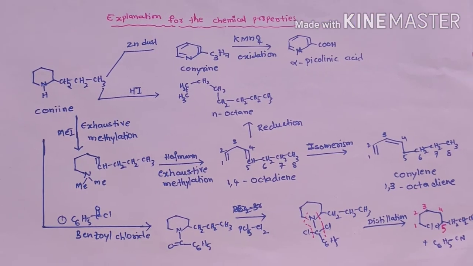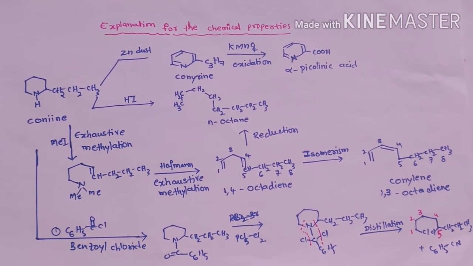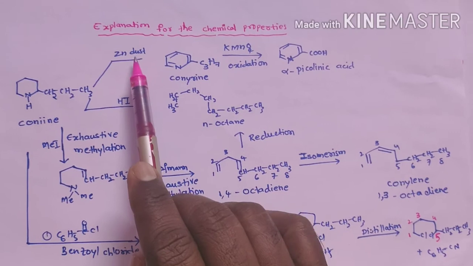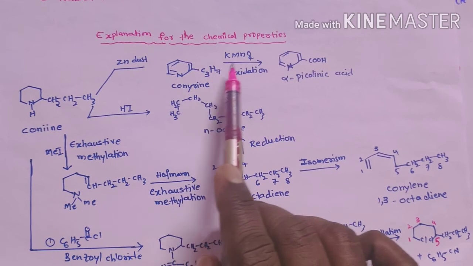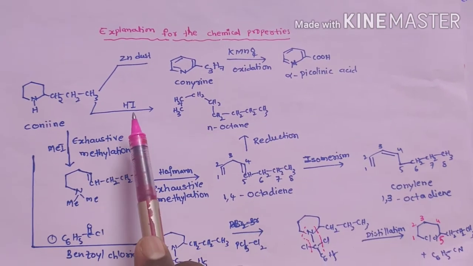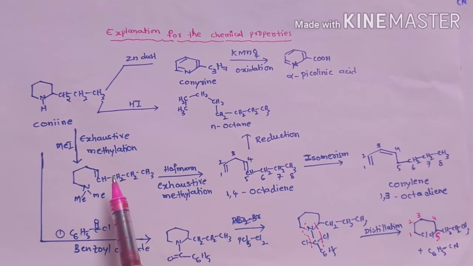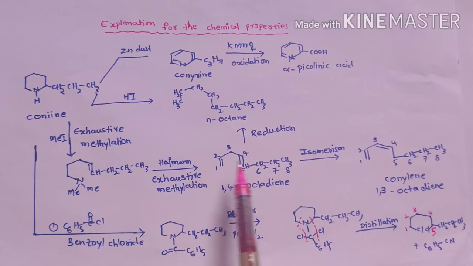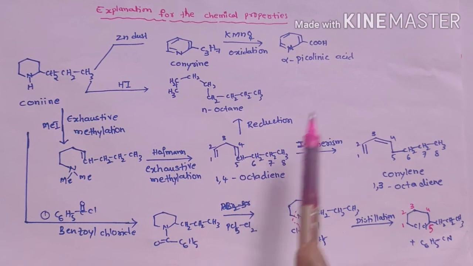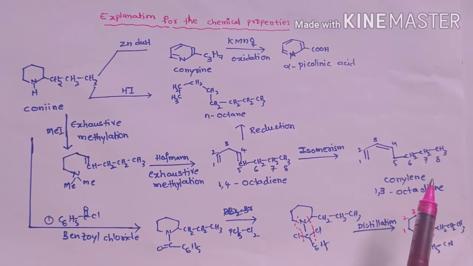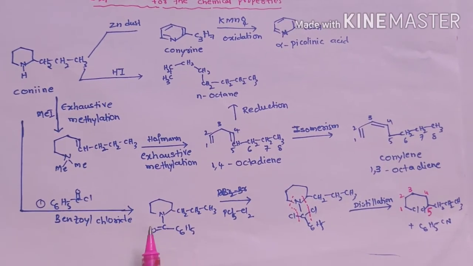Structure 1 of conine explains all the properties exhibited by conine. Here this one is the distillation with zinc. On distillation it gives conyrine, and conyrine oxidation gives alpha picolinic acid, and this is the reduction reaction. On reduction it gives n-octane. Here this is the exhaustive methylation. In exhaustive methylation, first of all it gives 1,4-octadiene. Then this undergoes isomerization and it gives conylene. Conylene is nothing but 1,3-octadiene, and this is the von Braun degradation.